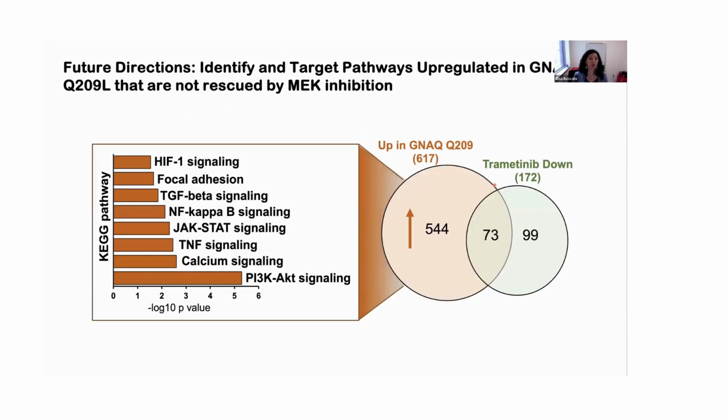So now we are really focusing on this and trying to identify important signaling pathways that we can think of targeting, possibly in combination with trametinib. And we have our eyes on the JAK-STAT pathway and NF-kappa B. And so more to come in the future. At this point, I don't have anything to show you about that.